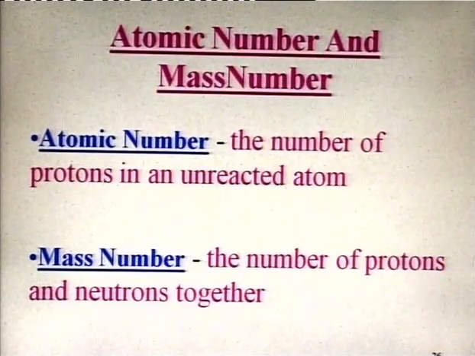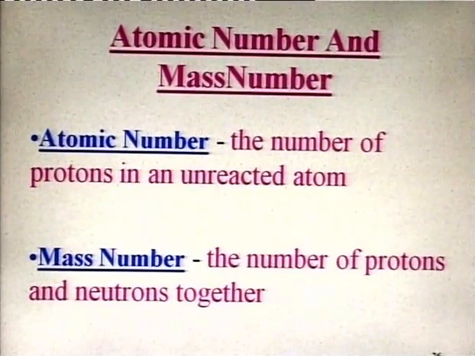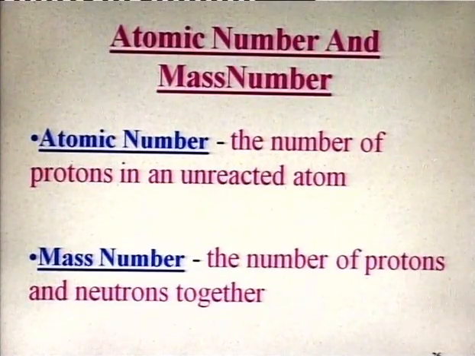So, what is atomic number? Atomic number we are taking as equal to the number of protons, which is equal to the number of electrons. So, what is mass number or molecular mass? The molecular mass is the number of times the molecule of the substance is heavier than 1 by 12th of the mass of the carbon 12 isotope.